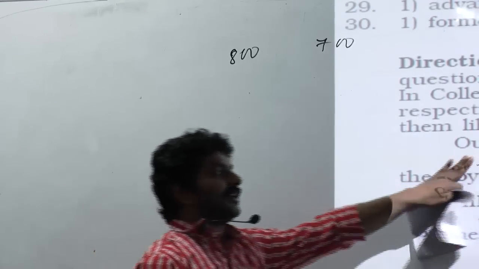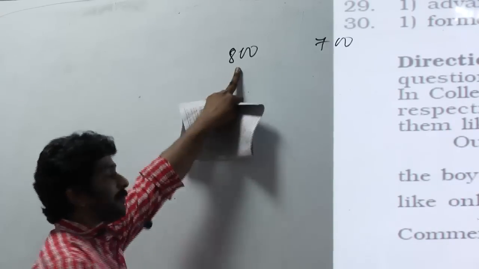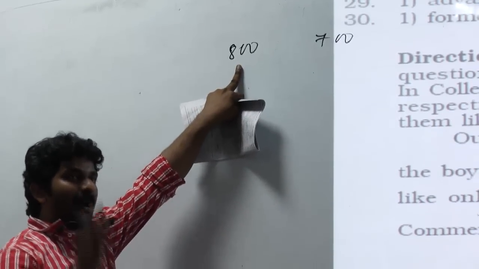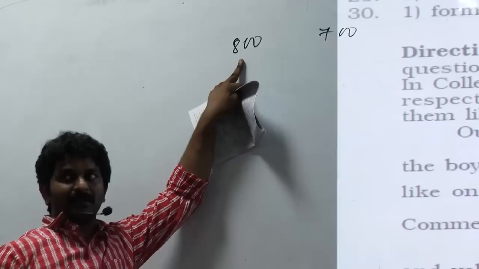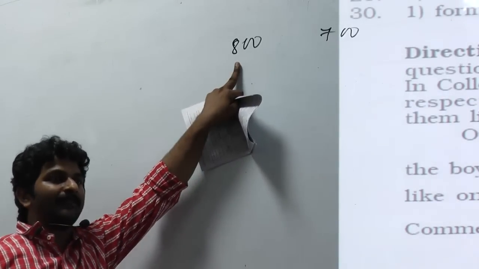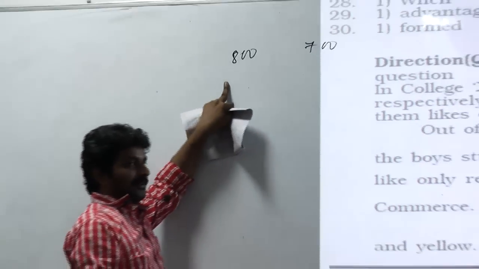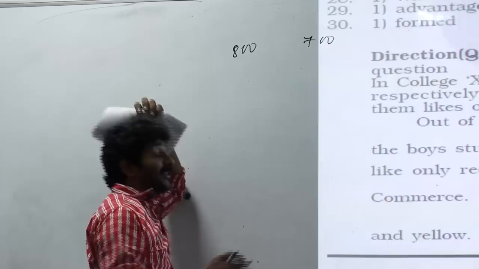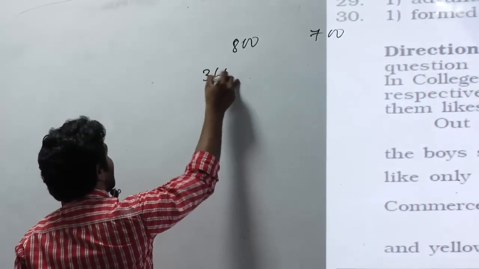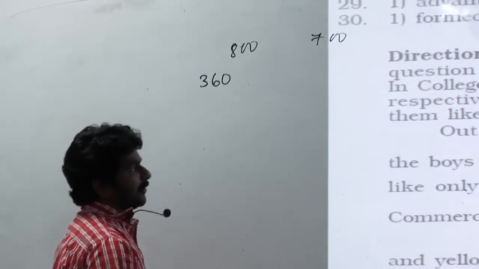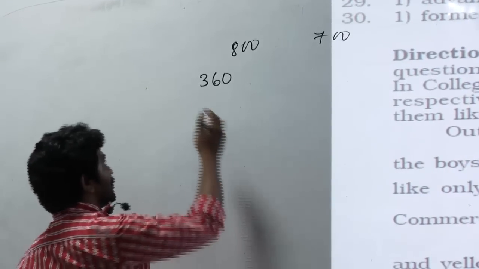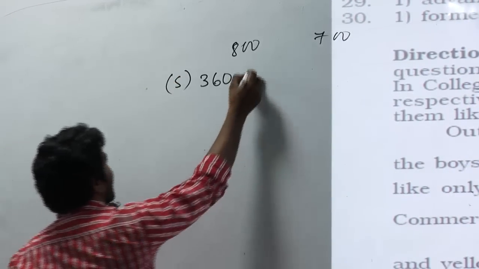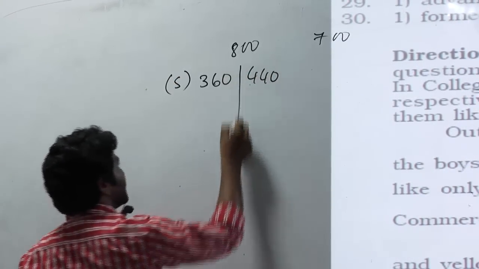Out of boys, 45% study science, 45% of boys. 50% minus 5%. 50% is 400, 5% is 40, 400 minus 40, 360. So 360 are those candidates who like science, and the remaining 440 like commerce.